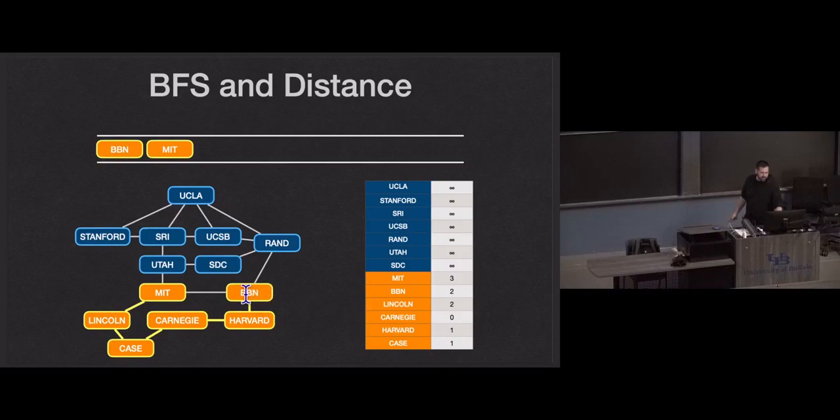BBN is going to try to explore Harvard. It's already explored. Don't do anything. Try to explore MIT. It's already explored. Don't do anything because it was just explored. So this edge isn't going to be used. And then Rand, explore it, add it to the queue, set its distance equal to BBN's distance plus 1.